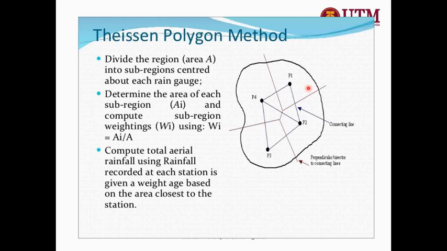Okay, so for example P2, P3, P4, here is another example, maybe rain calculation or rain measurement. And then from there we interpolate the data between this point, this point, and this point, using the Thiessen polygon method.